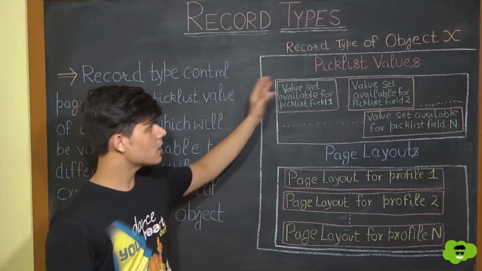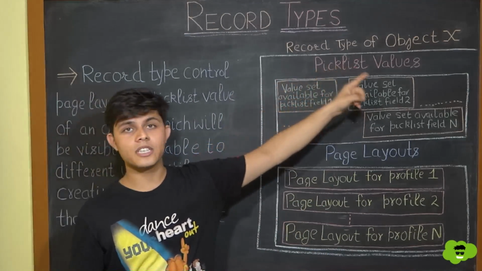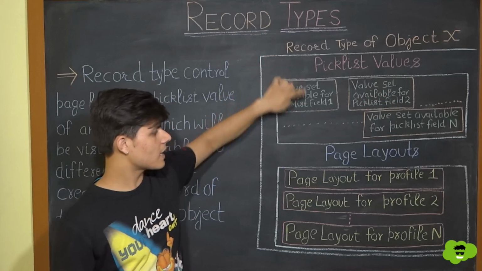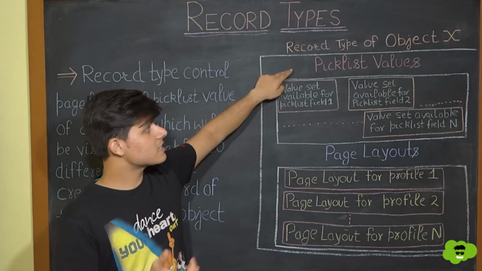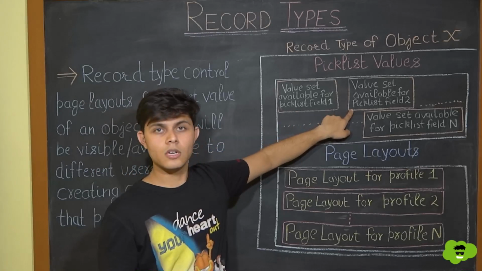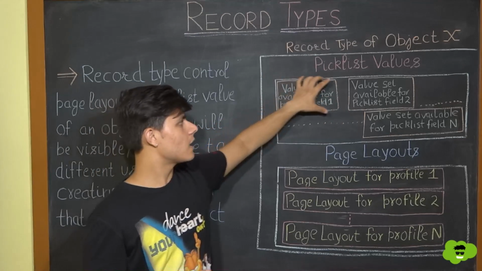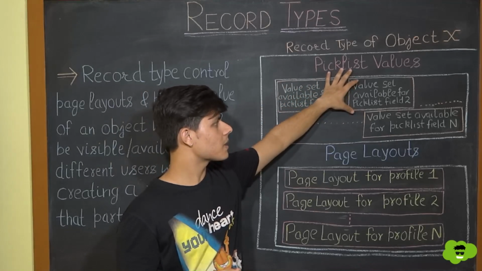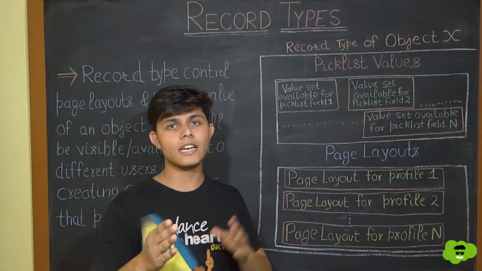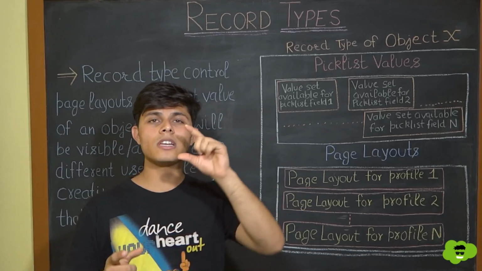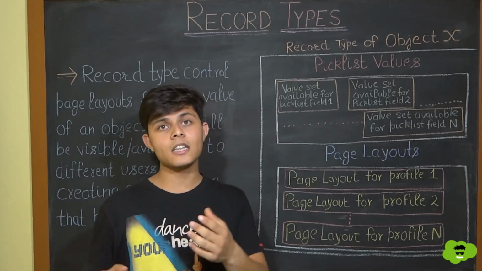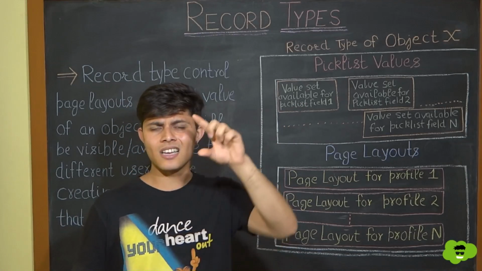So let's have a look at a block diagram of a record type of object X. Here, this record type controls two things: picklist values and page layouts. Let's say we have two picklist fields on object X, picklist field 1 and picklist field 2. We have a different value set for picklist field 1 and a different value set for picklist field 2. What this means is that whenever a user who is assigned to this record type, he'll see only those values which are present in this value set, not the other values which are present in the master picklist, which is actually the picklist value set.